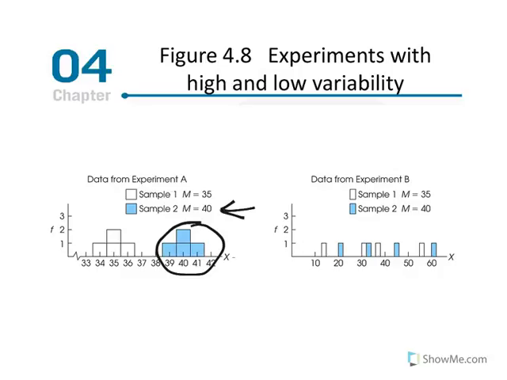Then we give them a new antidepressant drug. Again, on average, this sample of four individuals experiences 40 episodes of depression per week. They receive the drug, and then we measure, on average, how many episodes of depression they experience per week. In white, we see that their average depression has decreased, and the average is 35.